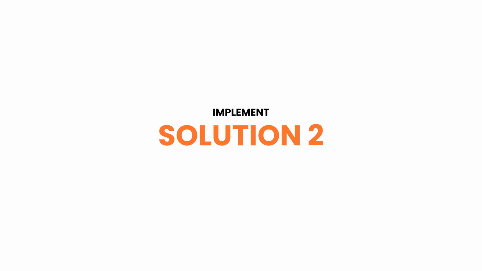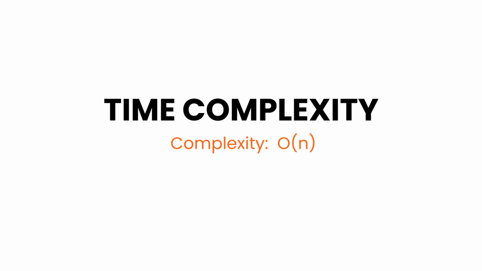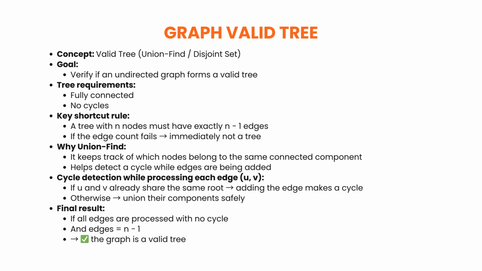Let's try to implement it using solution 2. Time complexity. The concept discussion. A valid tree in an undirected graph must have no cycles and be fully connected. We again use the key rule. A tree with n nodes must have exactly n-1 edges, so we check that first.